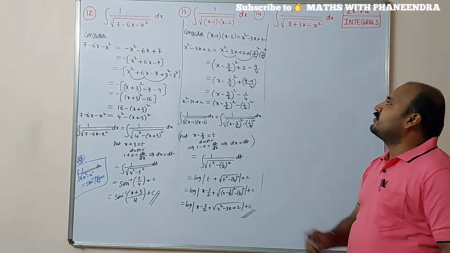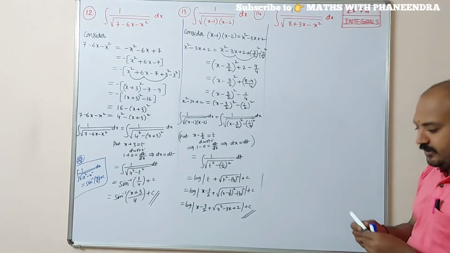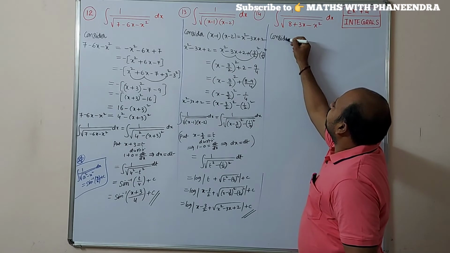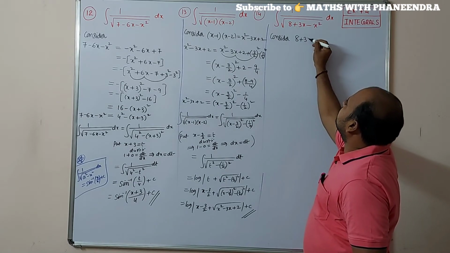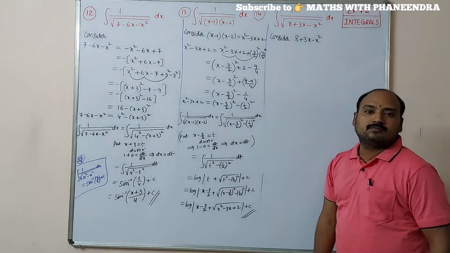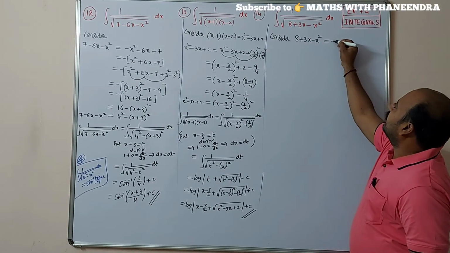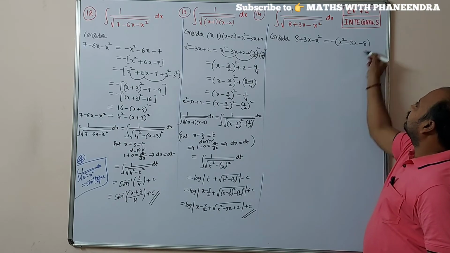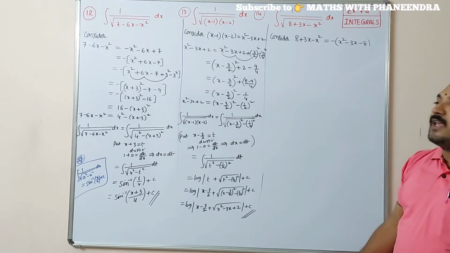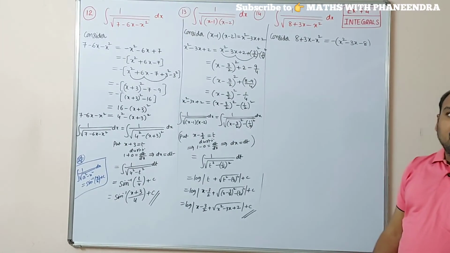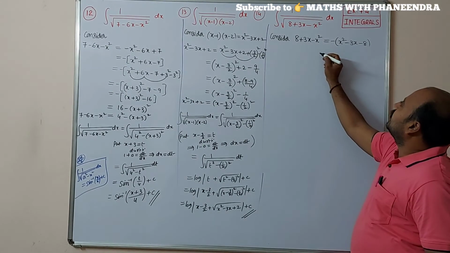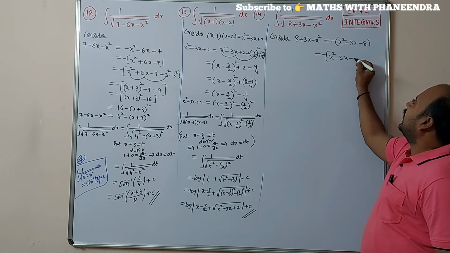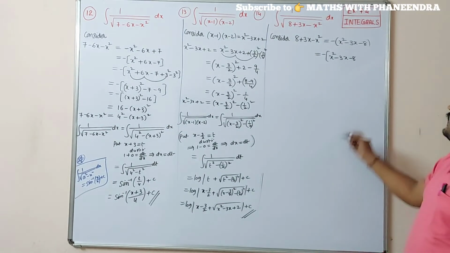So we will move on to the next question, that is question number 14. Here also consider 8 plus 3x minus x square, which is equal to minus common, x square minus 3x minus 8. We are making x square coefficient as 1. After that, to make the perfect square, in minus of x square minus 3x minus 8, we are adding and subtracting.